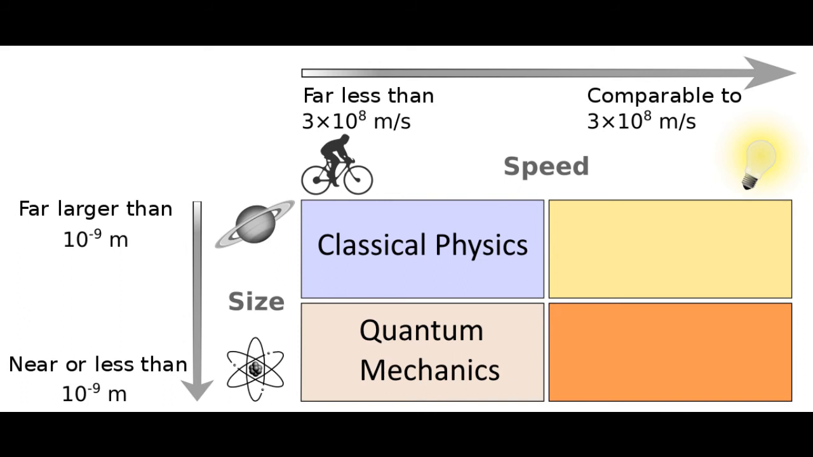This branch involves explaining principles at extremely small sizes. We're talking atomic and nanoscales here. And the speeds you work at are still much slower than the speed of light. So that's a thing to note there. That's why it's on the bottom left. This is one of the two pillars of modern physics, as this was being developed in the 1920s.